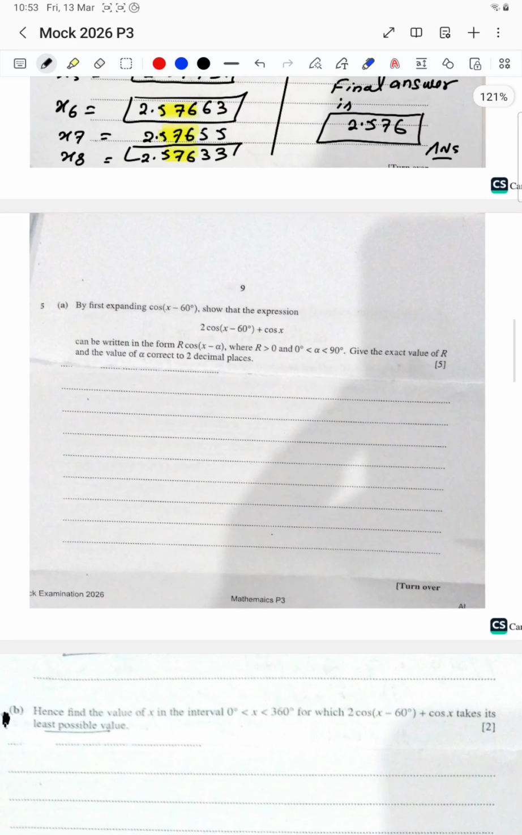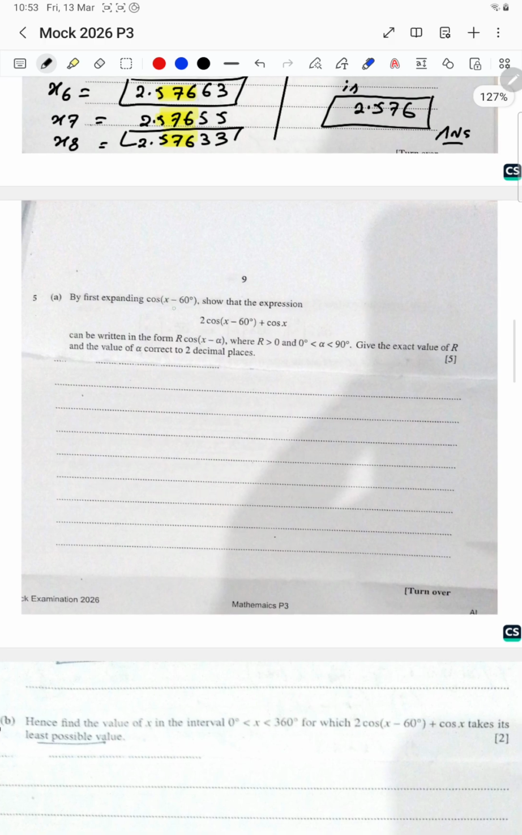Okay, question number 5 says, by first expanding cos of x minus 60, show that the expression is this. Here, what to do? First you need to expand this and show it in this form. Cos of x minus 60 degrees, using cos a cos b plus sin a sin b.